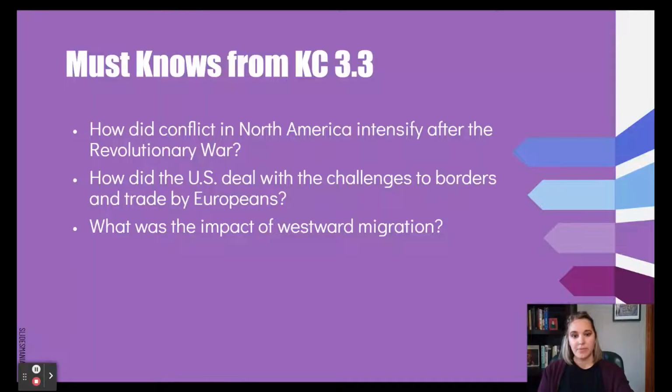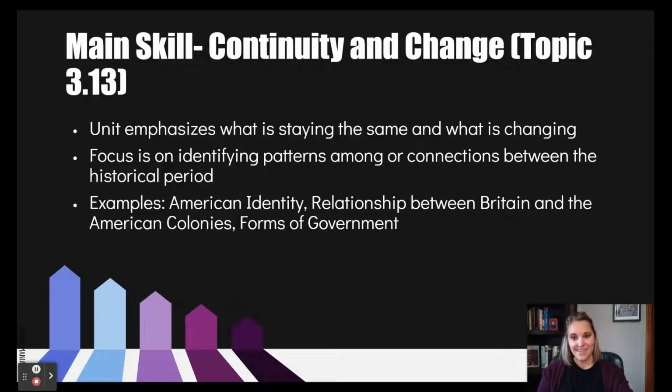So what do you need to know about concept 3.3? How did conflict in North America intensify after the Revolutionary War? And how did the U.S. deal with challenges to its borders and trade? And what was the impact of westward migration?